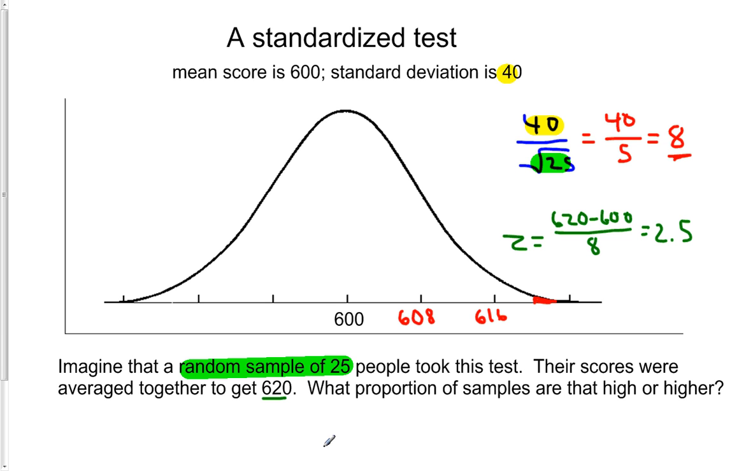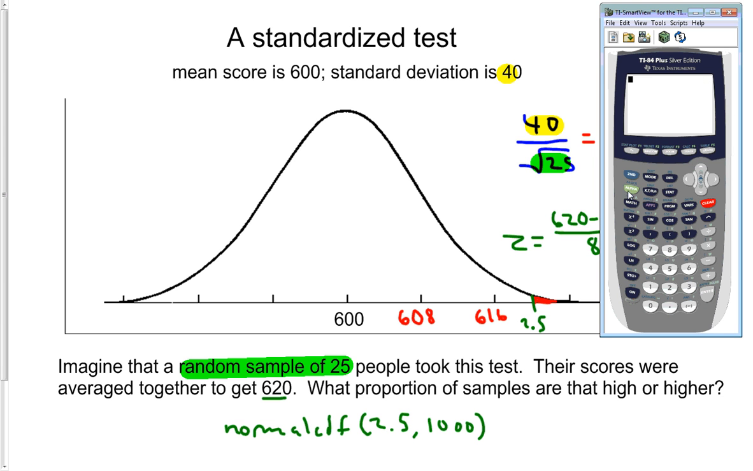What proportion are that high or higher? We're going to have to use the normal CDF function in our calculator. Our left bound, the left side of our shaded region, is going to be that 2.5 for our z-score. And then on the right side, we're going to go to positive infinity, so we'll just put in 1,000 and call that good for our purposes. So we go to second VARS, normal CDF, 2.5, comma 1,000. That'll give us the area under that little sliver of the curve.